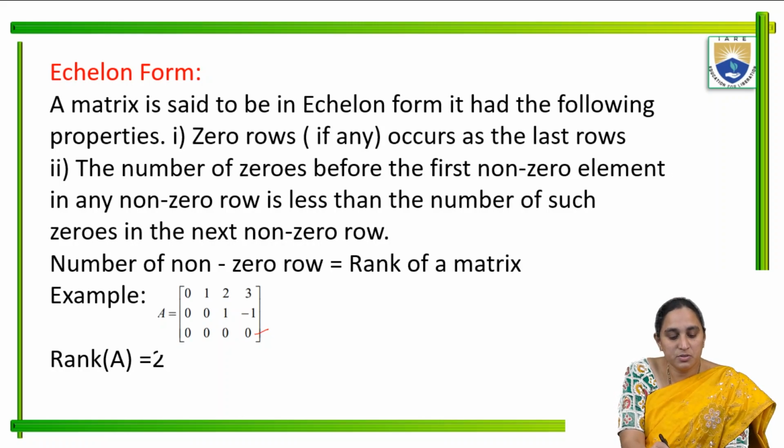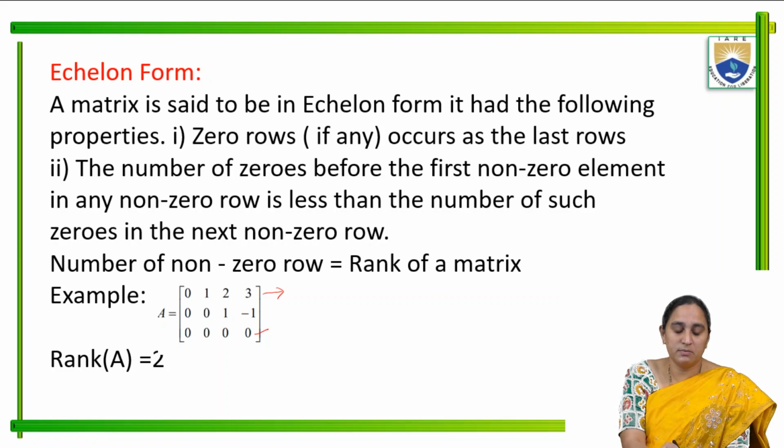See the example: after reducing it to echelon form, the number of zeros is less in each next non-zero row. Here the condition is satisfied and completed. The last row is completely zero. Then the matrix is reduced to echelon form. And here, how many non-zero rows are there? Observe that these are not completely zeros; this row has 1, 2, 3.